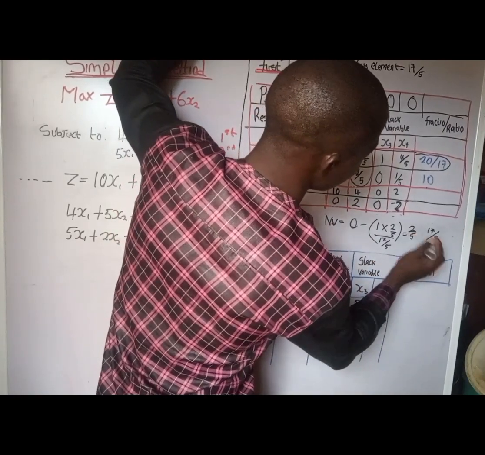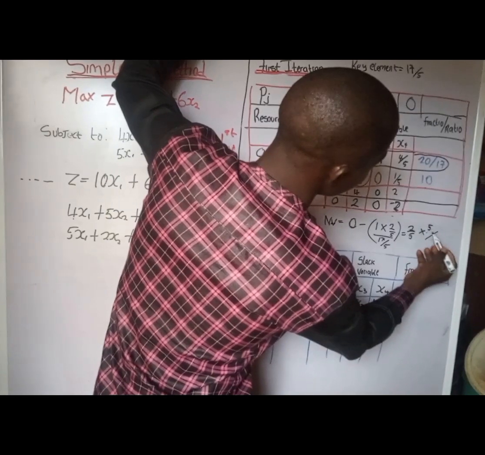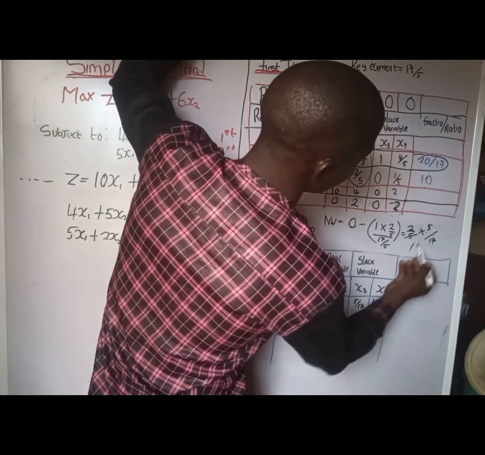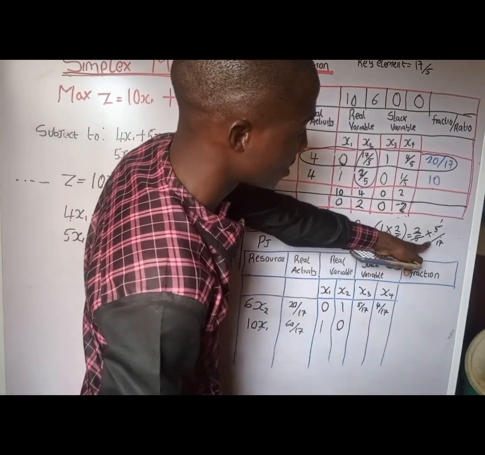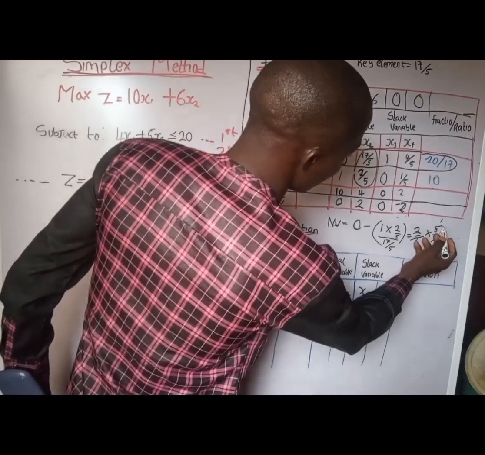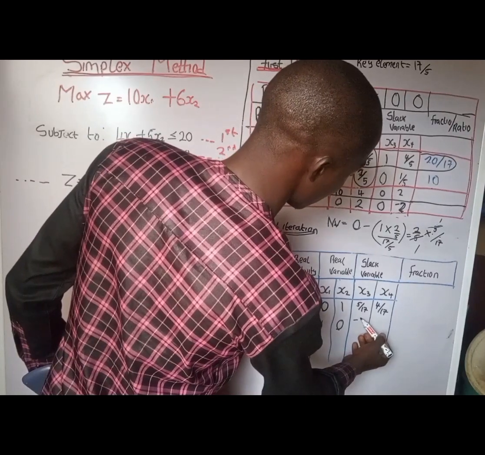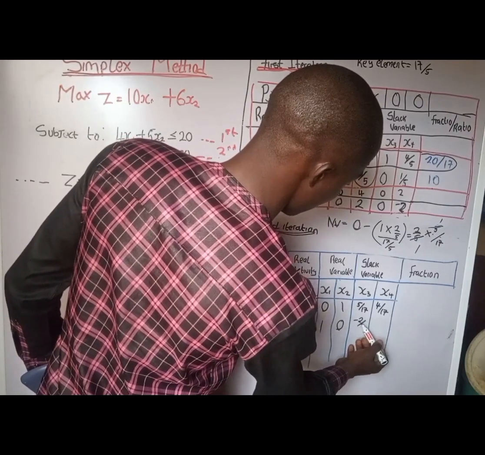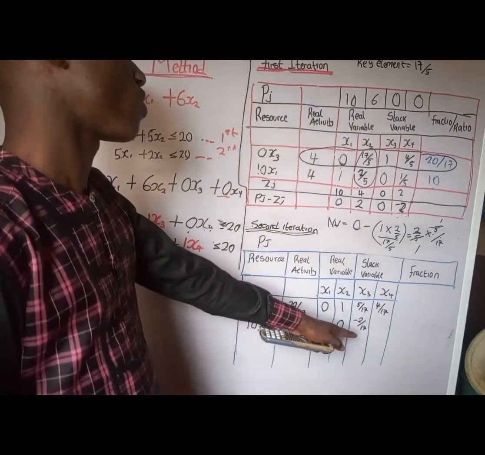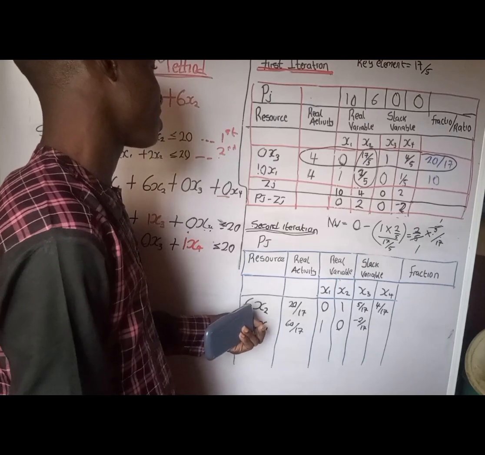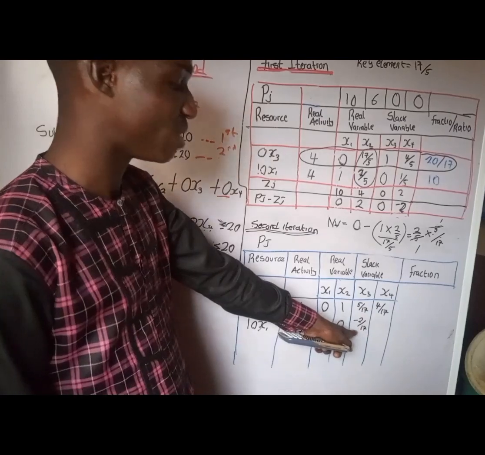If I change this sign to multiplication sign, the 5 will become the numerator, and the 17 will become the denominator. At the end of the day, we are going to be resulting to 0 minus 2/17. So the new value will now become minus 2 all over 17. This is the new value for 0, which is now minus 2/17.